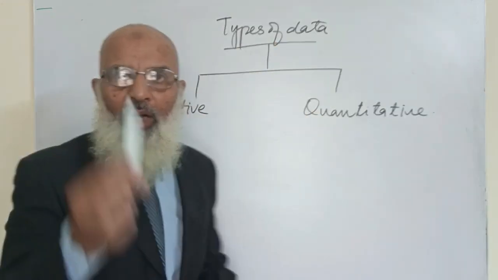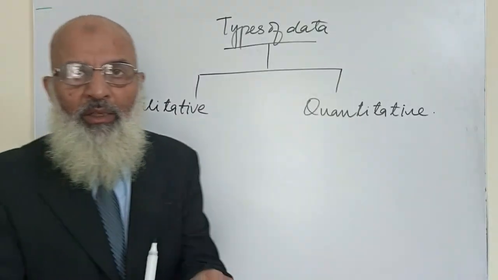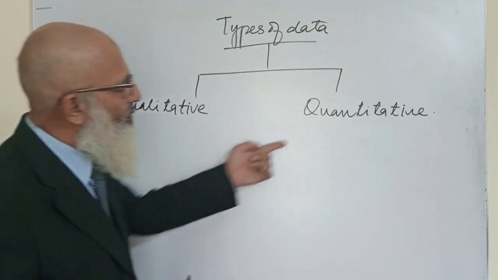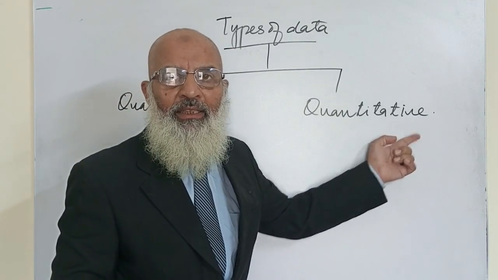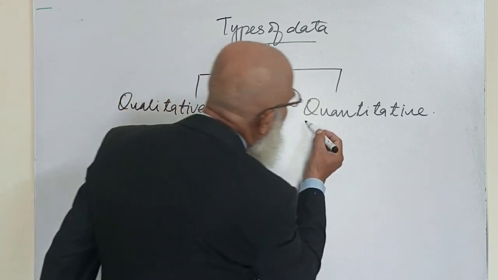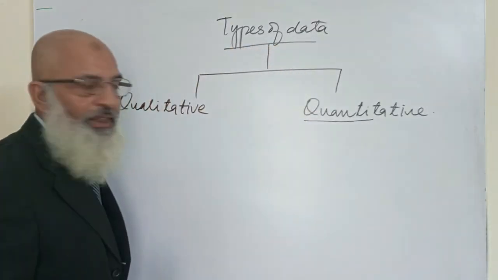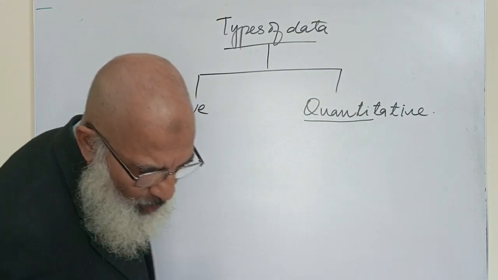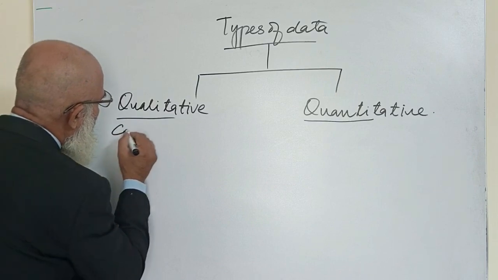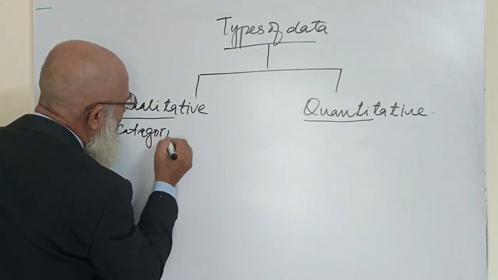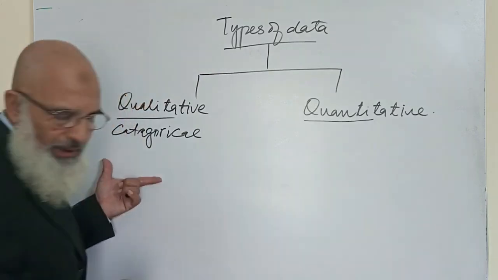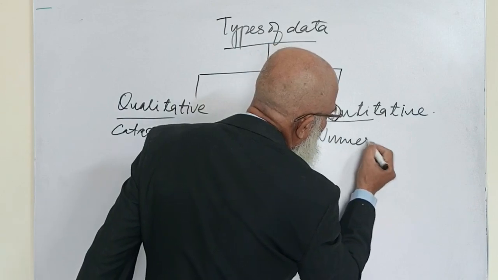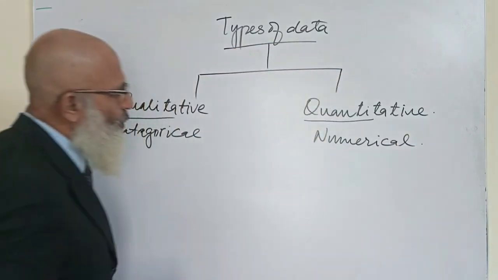Quantitative data. Now, how much are these? About my jacket, 1. About my shirt, 1. So this is quantitative data. It deals with the quantity, whereas qualitative data deals with the quality. It is also called categorical data, and quantitative data is also called numerical data.